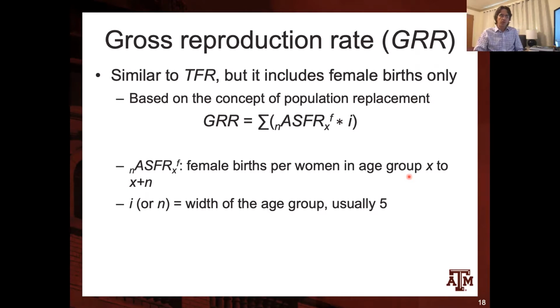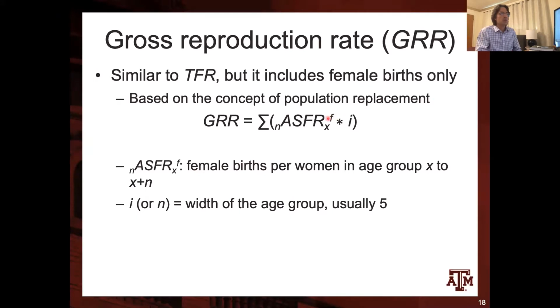The gross reproduction rate adds this new concept of reproduction, with the idea that we are now counting not the overall number of children that women are having, but the number of daughters. We want to know if women on average are having one daughter throughout their reproductive lives, so these daughters can replace their mothers and have babies in future generations. So we need really specific data: female births per age group of women, from X to X plus N, as we have seen before.